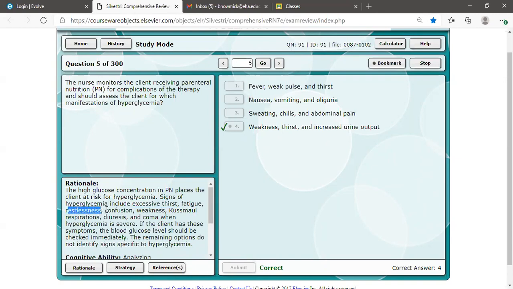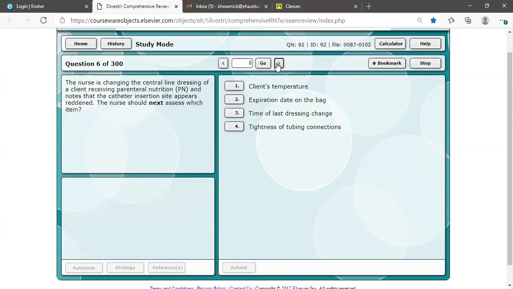restlessness, confusion, weakness, deep respiration, and this is called deep and rapid respiration. It's called Kussmaul. What are the typical signs of diabetic ketoacidosis? Diuresis, excess P. If not treated, it develops to coma, right? So that is very important. Every student should know. So next question is here.